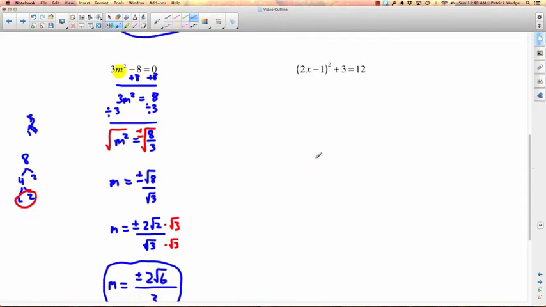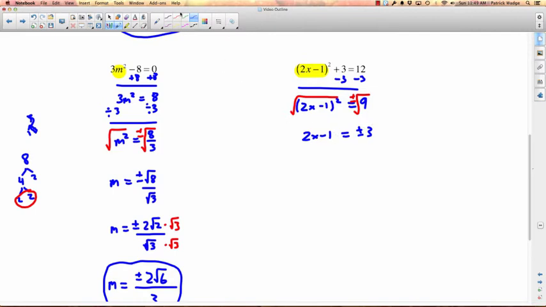Okay, last one. They're getting pretty similar to each other, aren't they? I hope you're catching on here. So we need to isolate this bit. First thing we need to do is take away 3. So you get 2x minus 1 all squared is equal to 9. Now we've isolated, we can take the square root of both sides and put plus minus. So on the left hand side we're left with 2x minus 1. On the right hand side, hey, this is really nice. The square root of 9 is 3. So we're left with plus or minus 3.